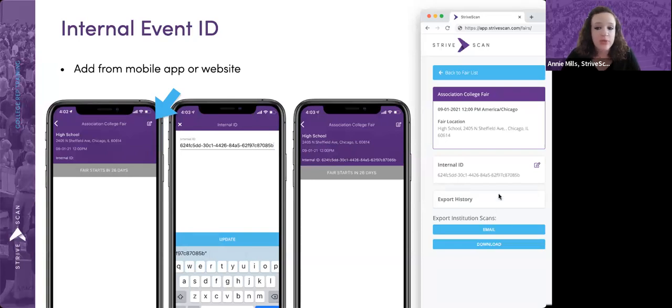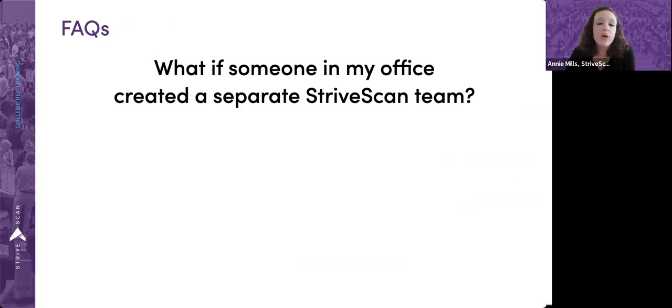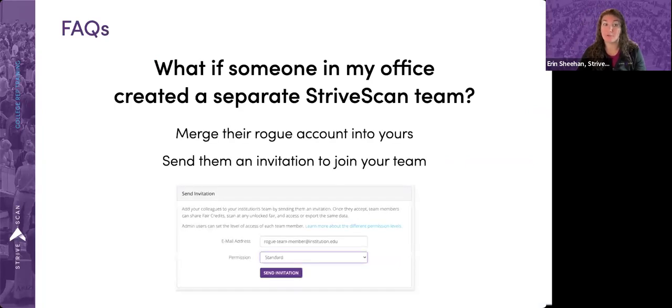At this point, we'd love to talk through some of our frequently asked questions. So what happens if someone in my office has created a separate StriveScan account that is separate from my team? Great question. You may be reviewing the team members page and not see someone listed. You thought your team had credits, but you're not seeing them in your account. Someone else unlocked a fair, but it's not unlocked for you. These are often symptoms of having two separate institution accounts. And to resolve this, you need to merge them together.